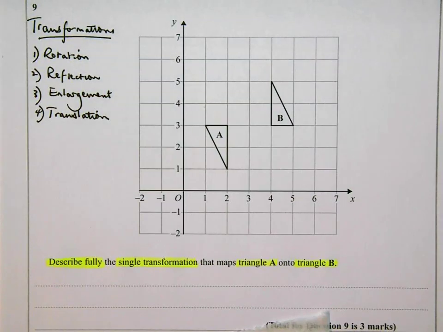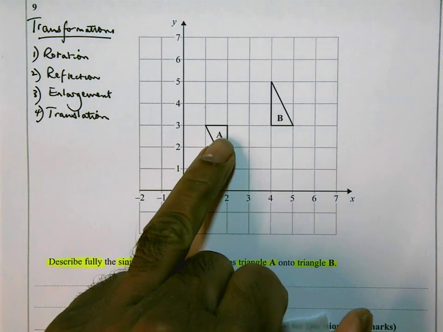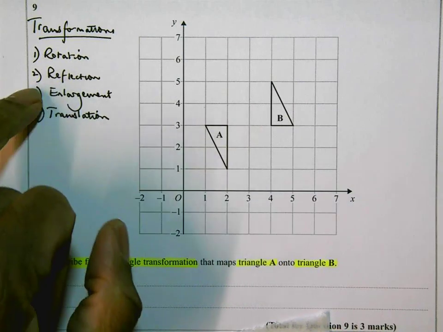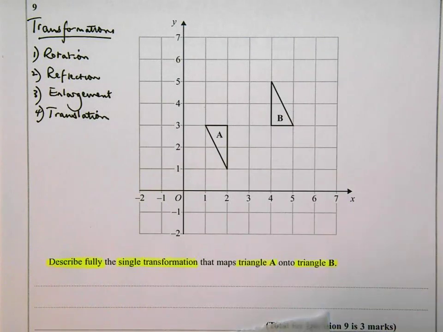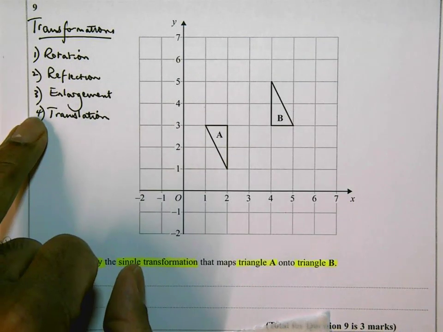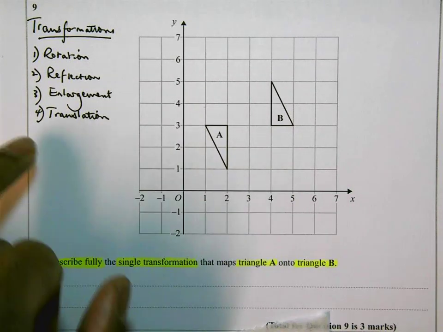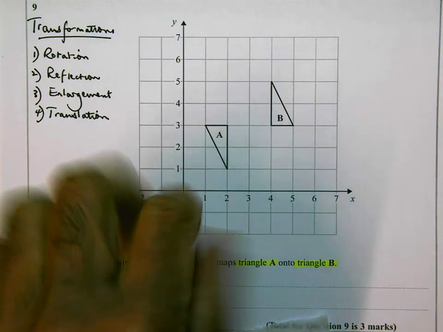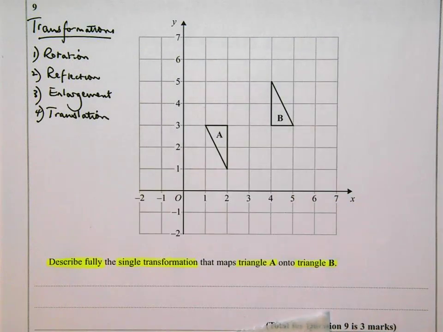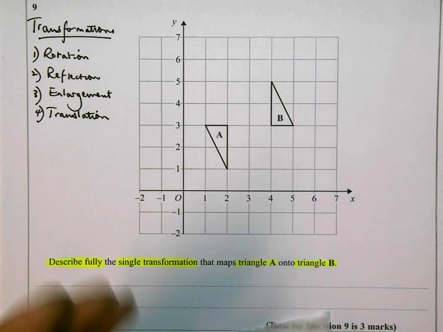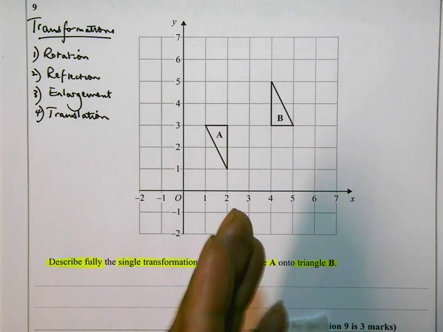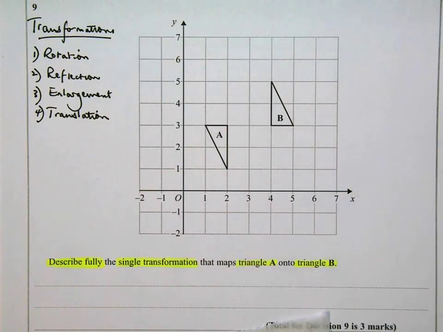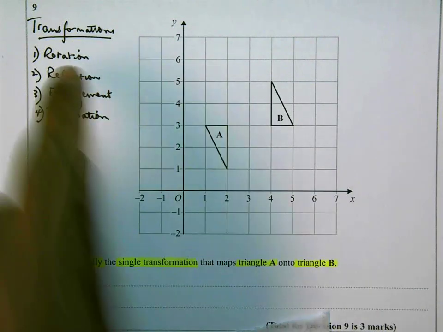Okay? You need to decide which one of those 4 could be used to go from A to B. Well, it's definitely not an enlargement because they're the same size. Is it a translation? Well, no, it's not a translation because you're not moving it across, and they need to look exactly the same, in the same orientation. Is it a reflection? Well, I can't see a line of reflection that would actually flip it from one to the other. And I think it should be pretty clear to you that it is going to be a rotation.